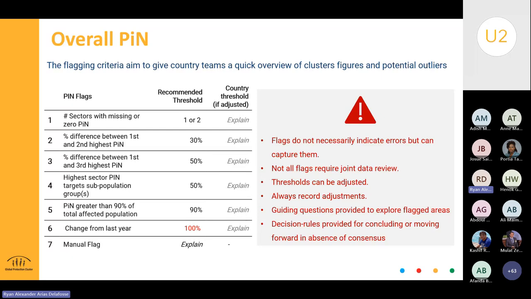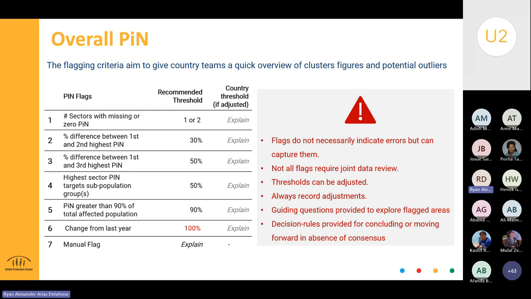So there can also be manual flags. I would suggest that if there are specific areas that you know are hotspots, for instance, that require human review, this process is a time for you to look at it and just make sure the people in need fit what you think is going on on the ground. But overall, that's how you calculate overall pin.